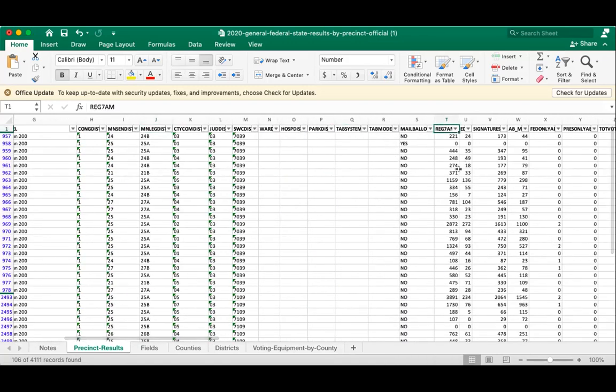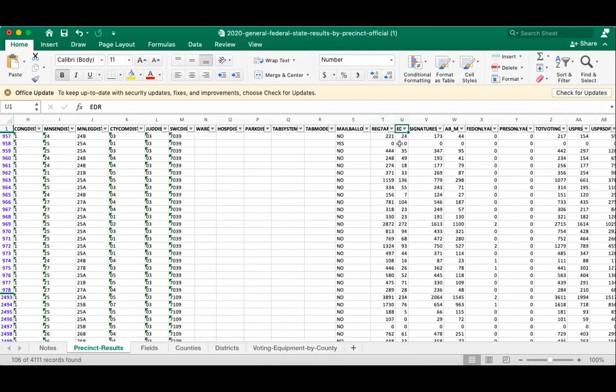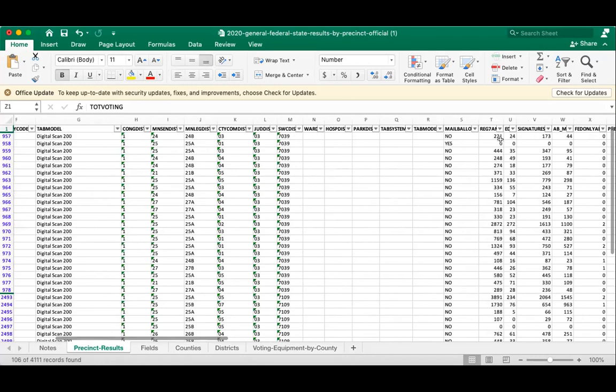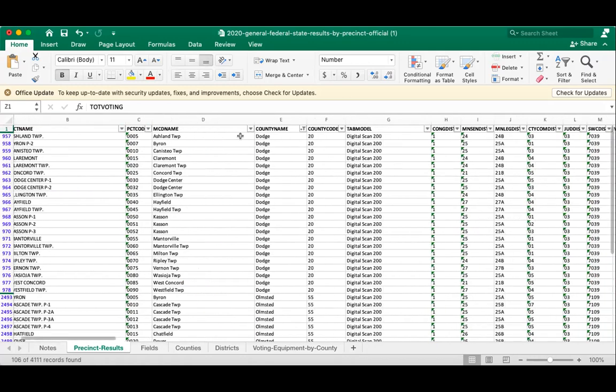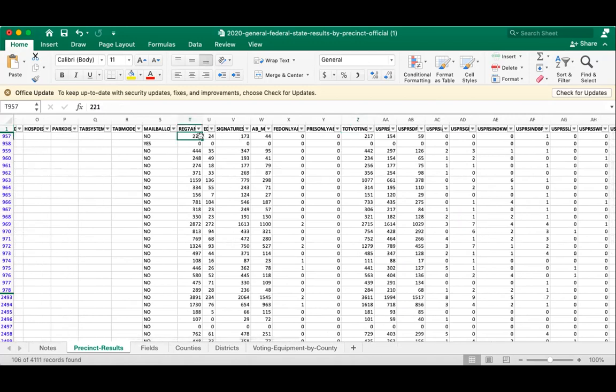In column T here, we have registered as of 7 a.m. Column U has EDR, which stands for election day registration. And then over in column Z, we have the total number of people that voted. So if I wanted to figure out the voter turnout statistic for the first precinct here, Ashland Township, what I would do is add column T and column U together. So that's 221 plus 24, that's 245.